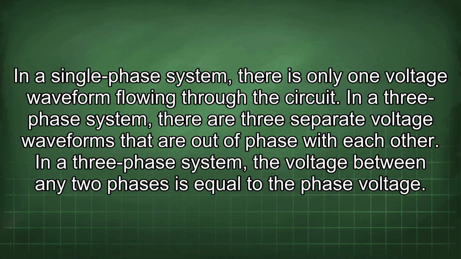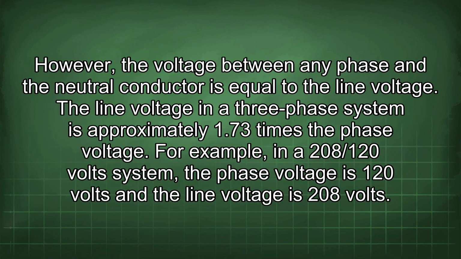In a single-phase system, there is only one voltage waveform flowing through the circuit. In a three-phase system, there are three separate voltage waveforms that are out of phase with each other. In a three-phase system, the voltage between any two phases is equal to the phase voltage. However, the voltage between any phase and the neutral conductor is equal to the line voltage.